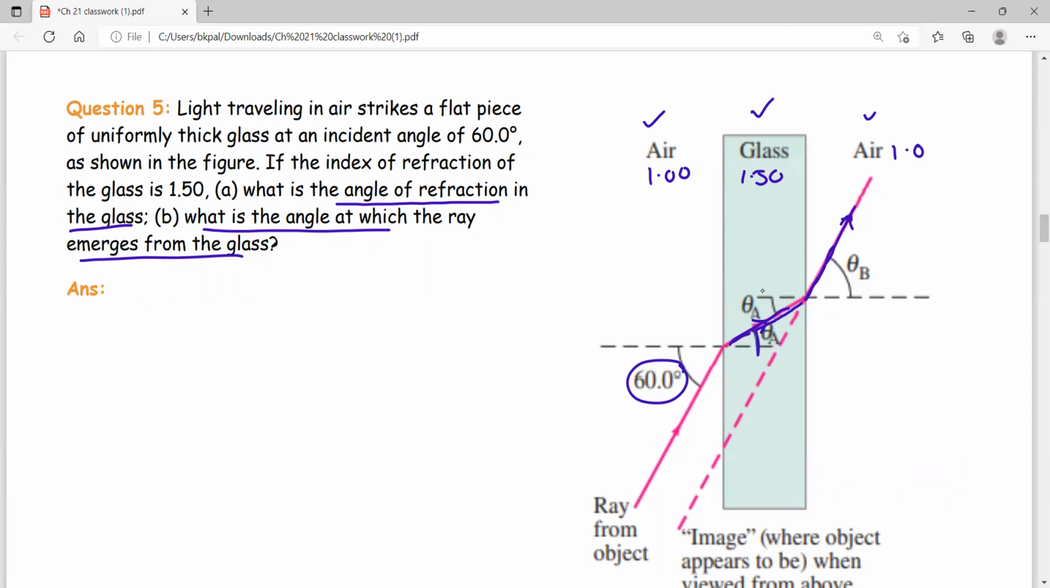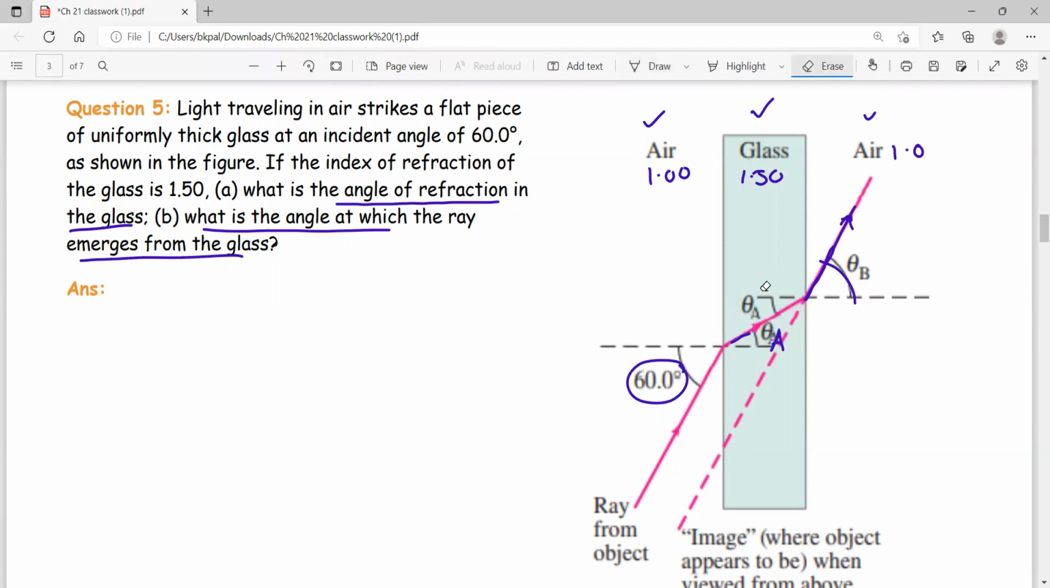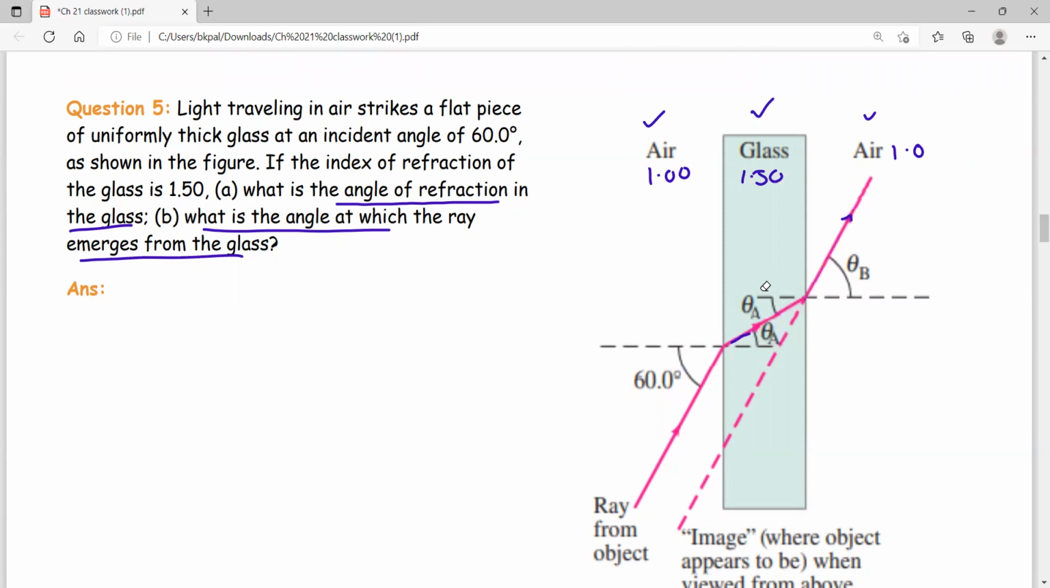First one is what is this angle, what is theta A, and then what is theta B. These two things we have to calculate. And again we have to use the law of reflection and law of refraction here. First let me calculate what is theta A.